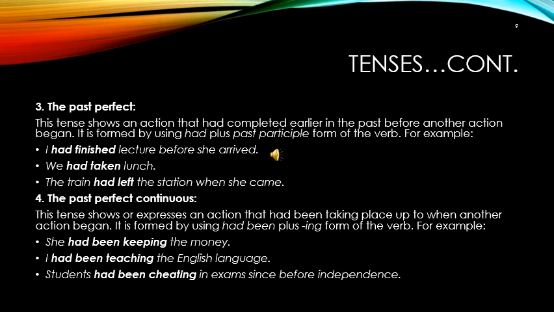The past perfect continuous expresses an action that had been taking place up to when another action began. It is formed by using had been plus the ing form of the verb. For example, she had been keeping the money. She had been teaching the English language. Students have been cheating in exams since before independence.